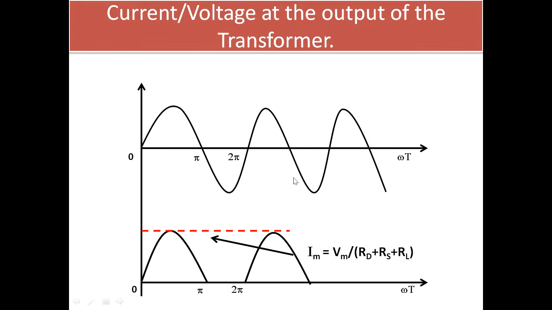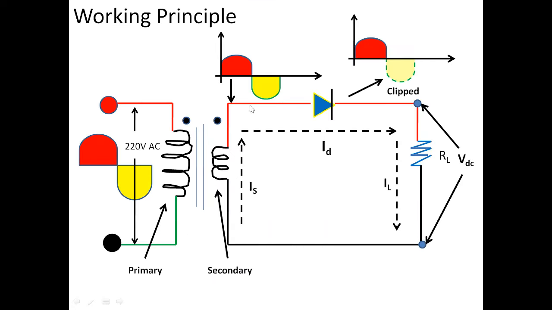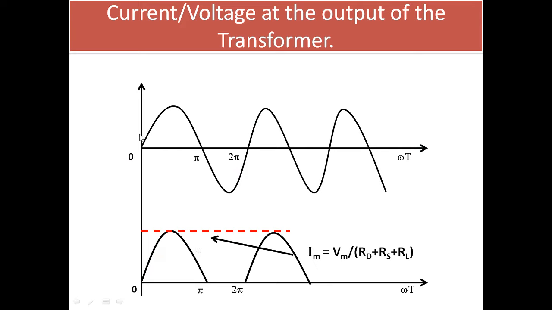Now let's see the current voltage at the output of the transformer. Just at the secondary of the transformer, we will get a signal like this. Now it is continuous with respect to time. When the signal gets rectified, the time interval between 0 to pi is available, and from pi to 2 pi the signal gets clipped at the output. Similarly, from 2 pi onwards the signal again appears, and again half of the cycle is missing.